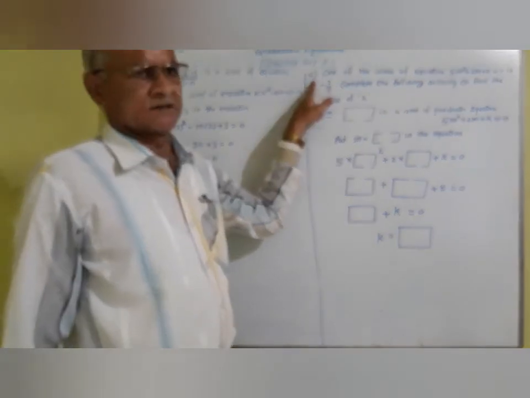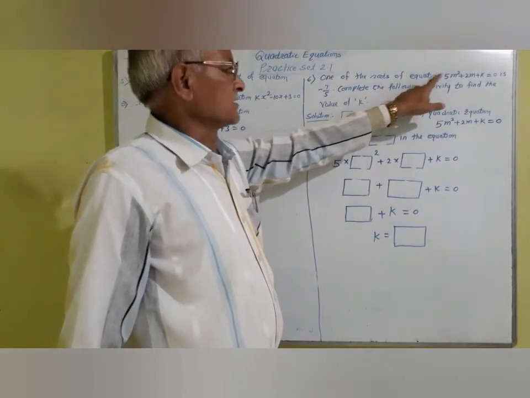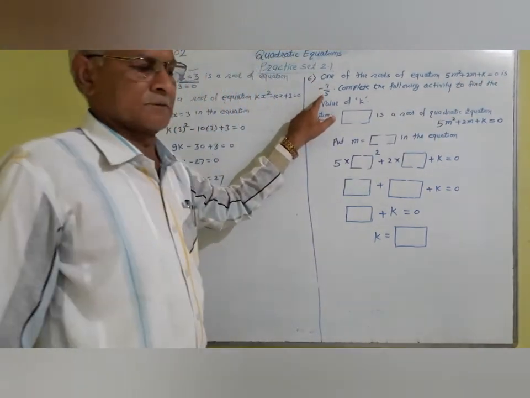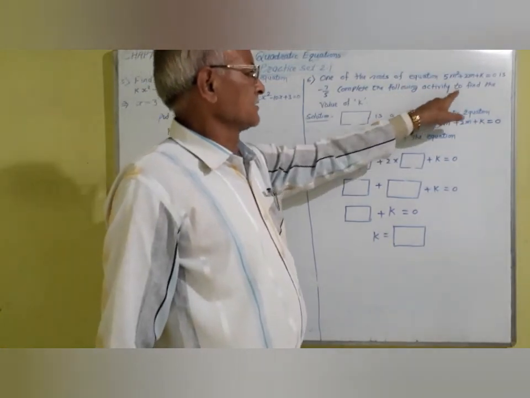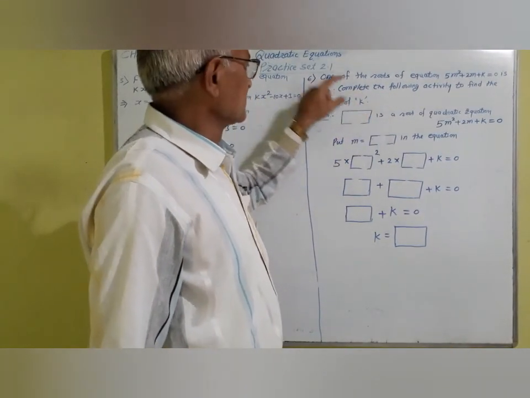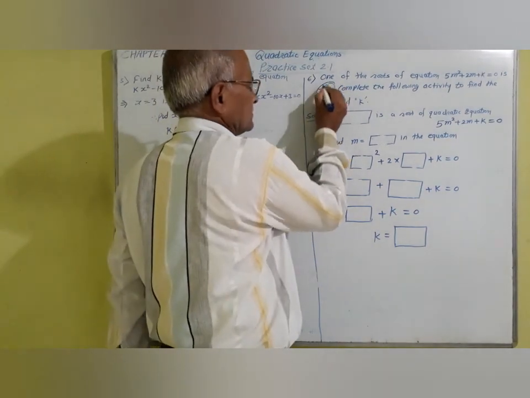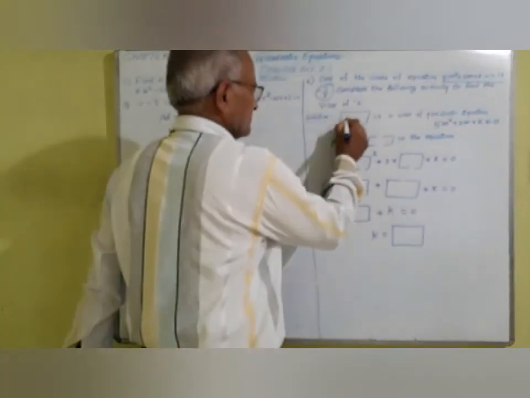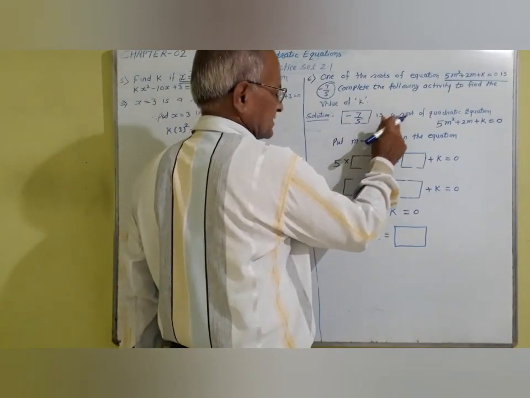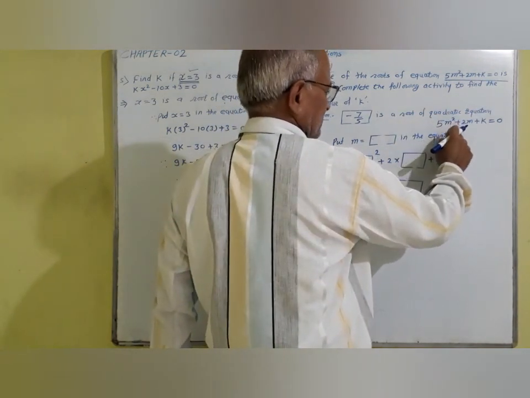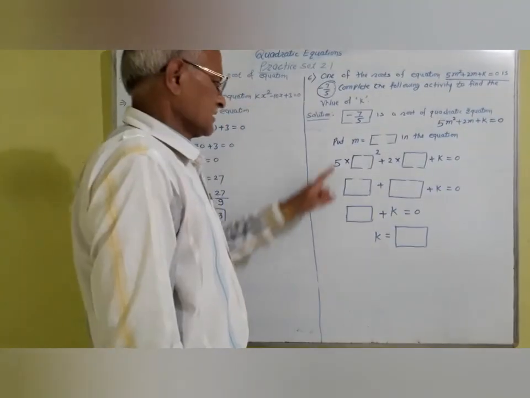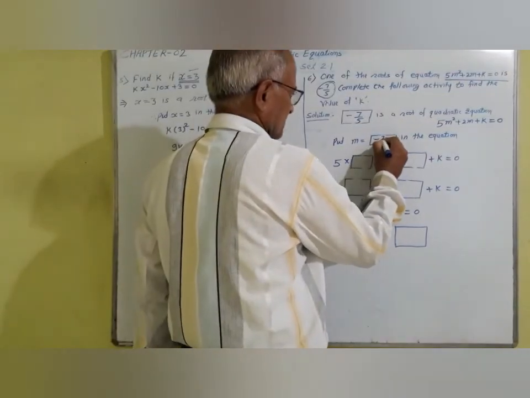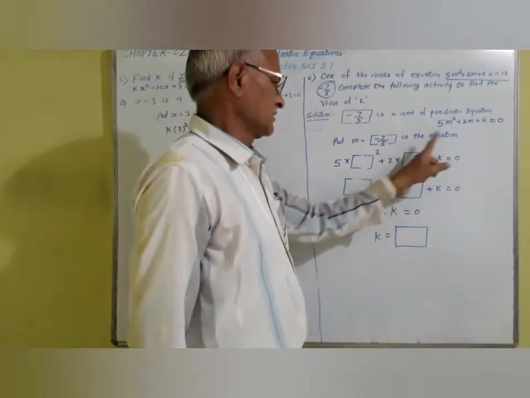Similarly, we see example number 6. One of the roots of the equation 5m square plus 2m plus k is equal to 0 is minus 7 upon 5. Complete the following activity to find the value of k. Here, which is the root? Minus 7 upon 5 is one of the roots of this equation. It is a root, therefore it satisfies the equation. Therefore, put m is equal to minus 7 upon 5 in the equation.